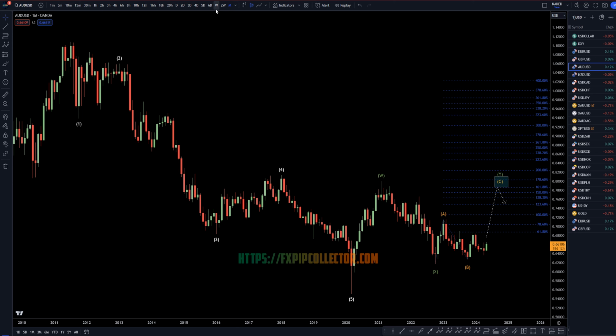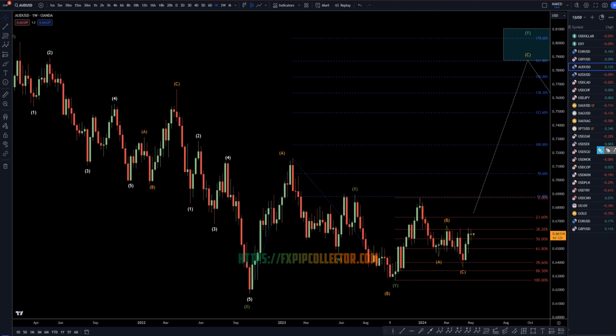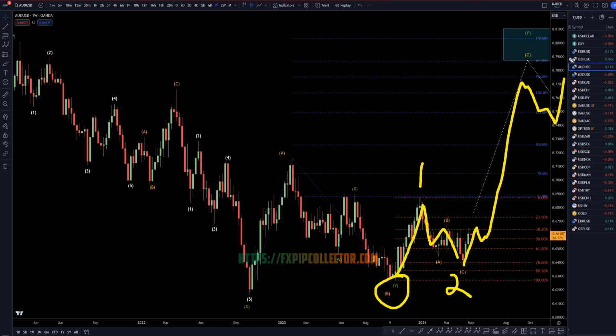So taking it down to the weekly time frame. On the weekly time frame, I still think this is the end of a wave B right here of this wave Y. So A of Y, B of Y, and we should be in a wave C of Y. That means that this would be a wave 1, this would be a wave 2, and I still think this is likely to go up and make a wave 3, a wave 4, and a wave 5 of wave Y, which is a 1, 2, 3, 4, 5 of C of wave Y.